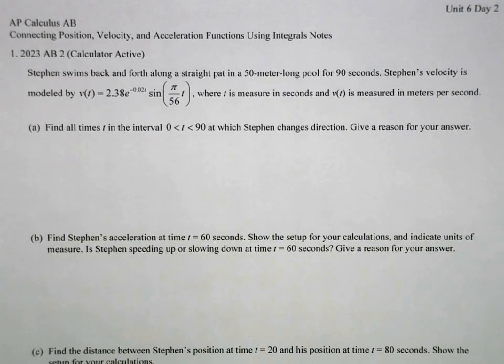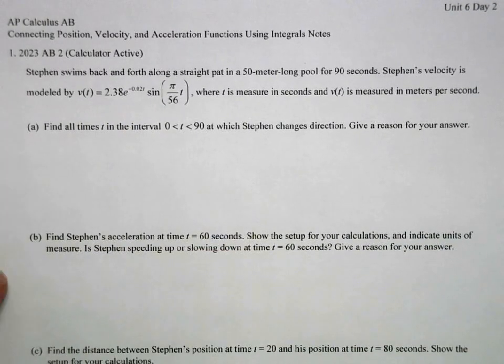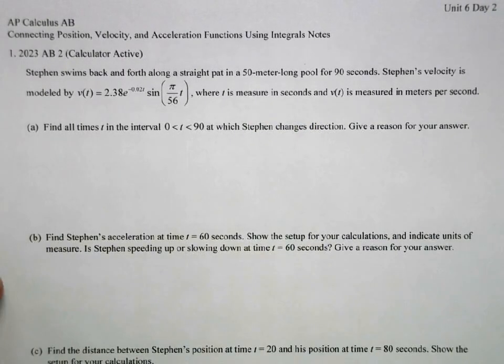In this video, I'm going to go over some calculus AB problems involving position, velocity, and acceleration using derivatives and integrals and all that good stuff. So our first one: Steven swims back and forth along a straight line path in a 50-meter long pool for 90 seconds. Steven's velocity is modeled by this equation, where t is measured in seconds and v of t is measured in meters per second.